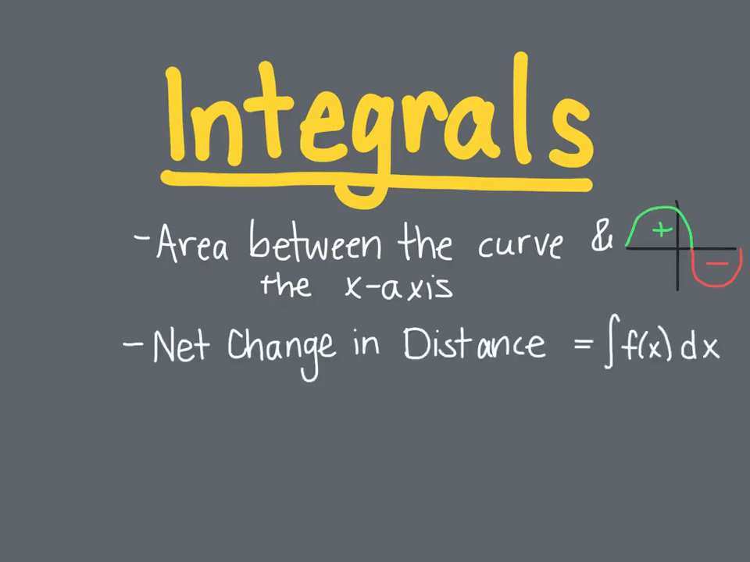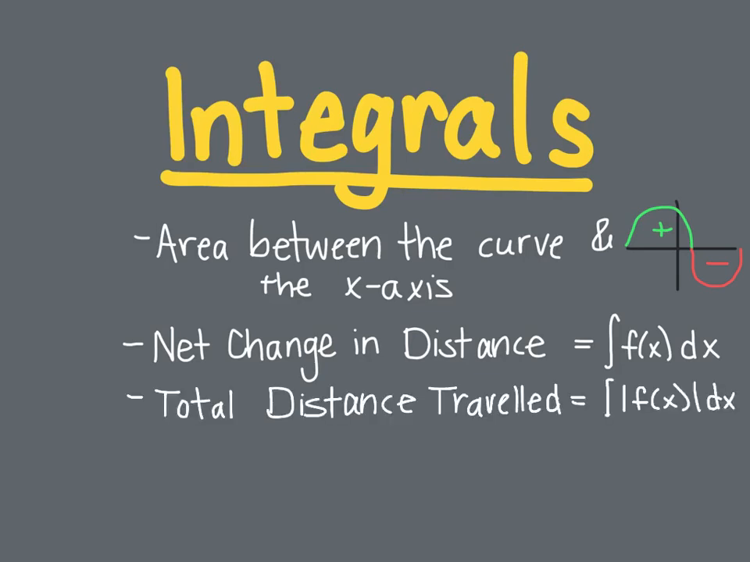Keep in mind that the integral itself is just the net change in distance, so you're basically comparing the starting point to the ending point and not looking at what's happening in between. If you're looking to find the total distance traveled by an object, you would need to take the integral of the absolute value of the function, which basically means that any positive distance and any negative distance would just be counted as distance instead of taking away from each other.